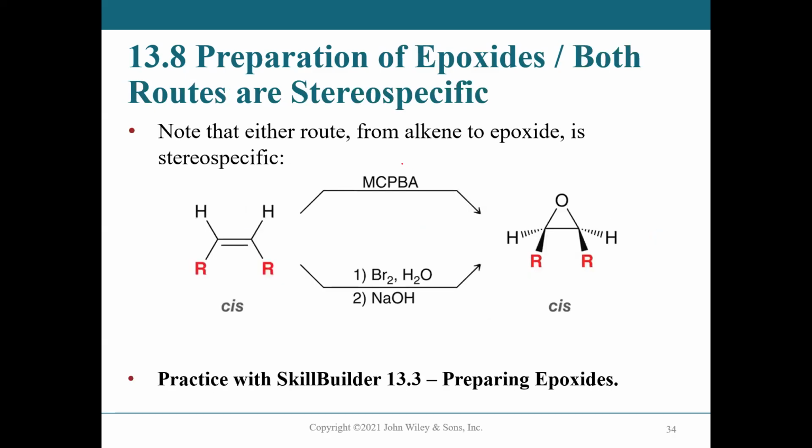It says note that either route from alkene to epoxide is stereospecific. I think I want to end right here. I think we've had a lot. So we have this cis, using MCPBA, we can generate the same molecule as the reaction conditions down below. So like I said, I'd like to stop right here.